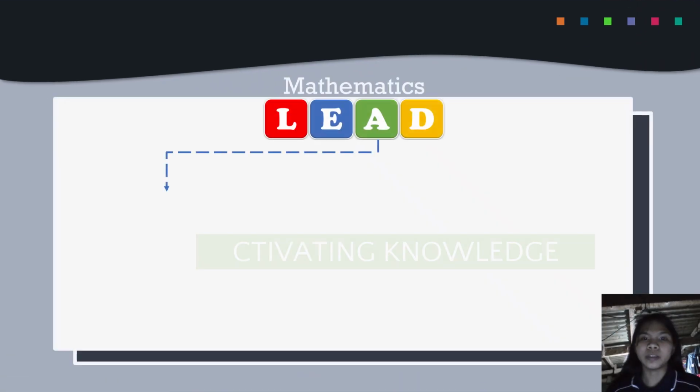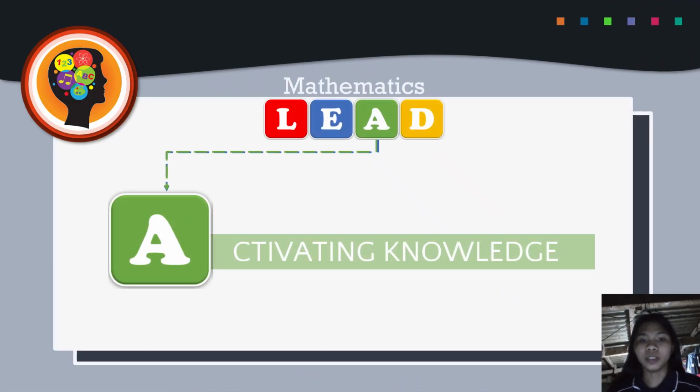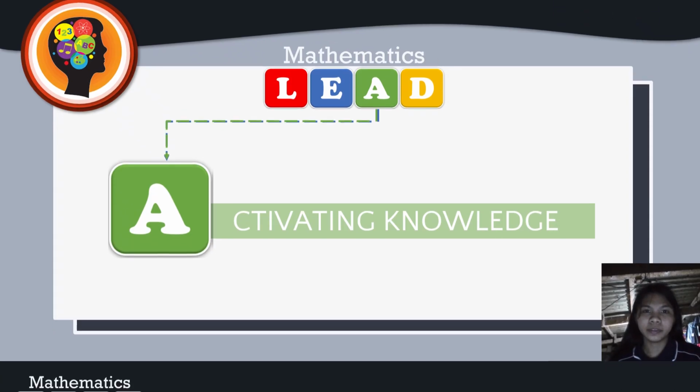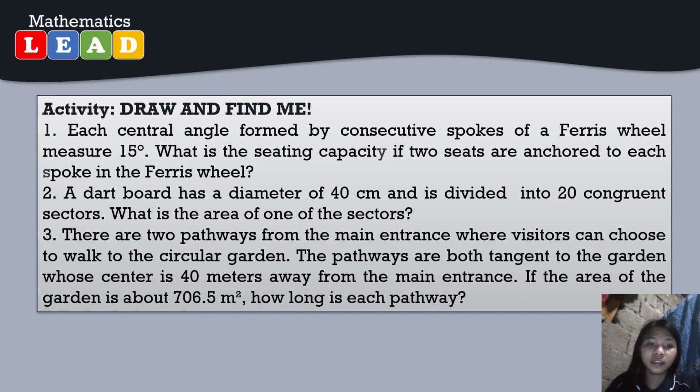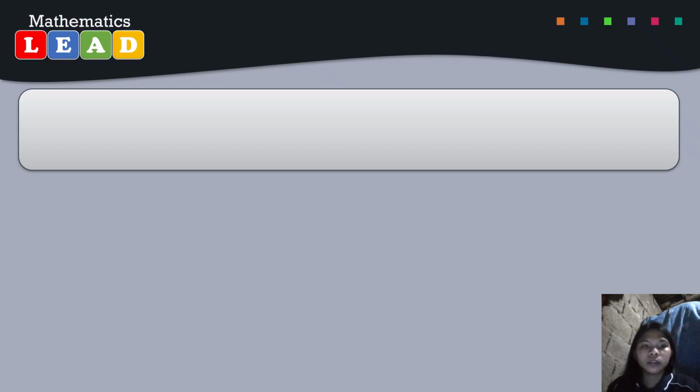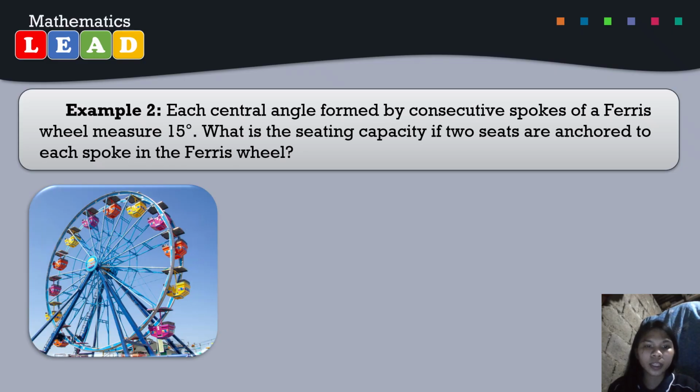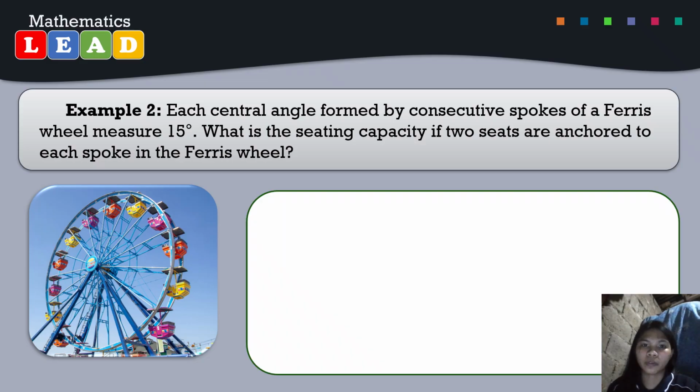To deepen your understanding and activate your knowledge, we will have an activity called Draw and Finding. Are you done? Now, let's solve it one by one. For example 2, look at this Ferris wheel. Each central angle is formed by consecutive spokes. We are given that the spokes of a Ferris wheel measure 15 degrees, and you are asked to find the seating capacity if two seats are anchored to each spoke.